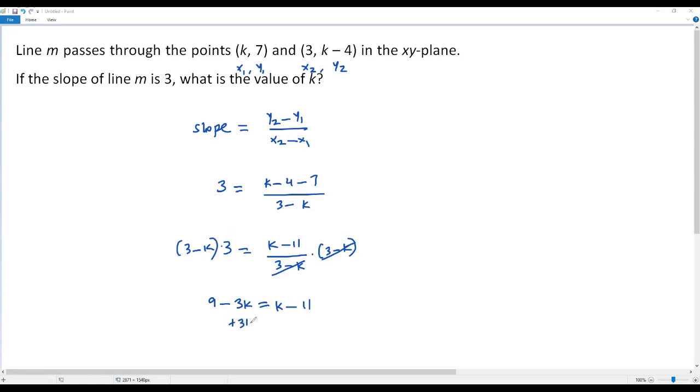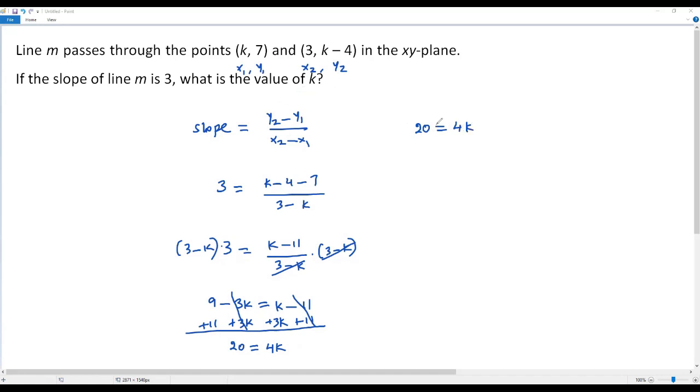Let me add 3k to both sides of the equation and also add 11 to both sides of the equation. Then −11 and +11 will cancel out. −3k and +3k will cancel out. On the left side, when I combine positive 9 and positive 11, I'm getting 20. On the right side, when I combine k and positive 3k, I'm getting 4k. So here, let me write the same equation, 20 equals 4k.